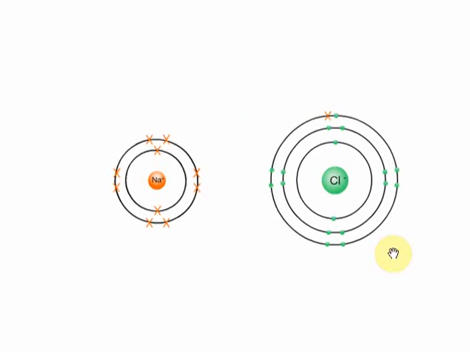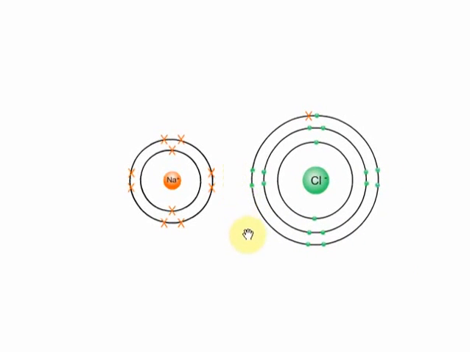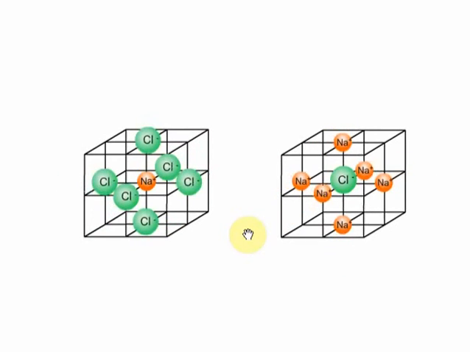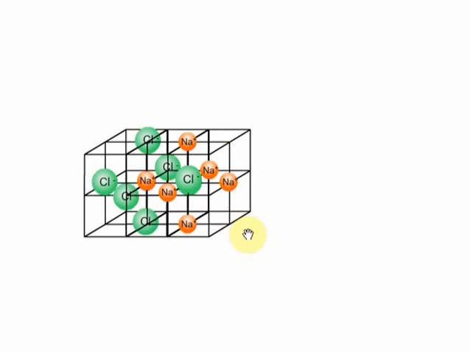The two oppositely charged ions will be attracted by electrostatic force of attraction and will form an ionic bond to form ionic sodium chloride.